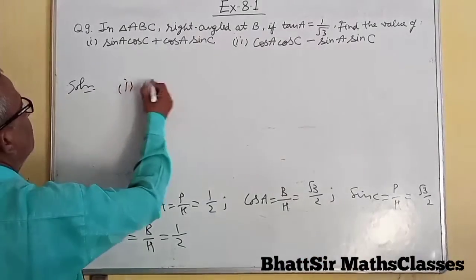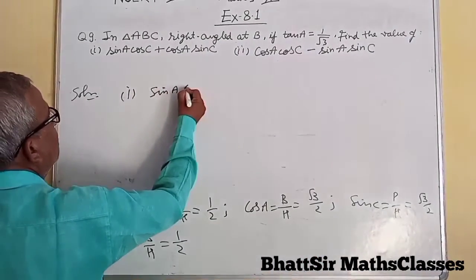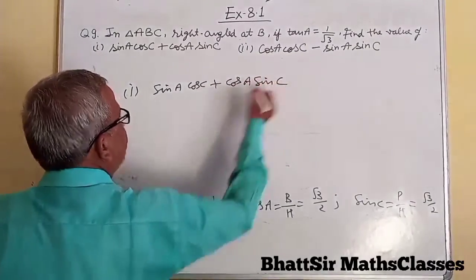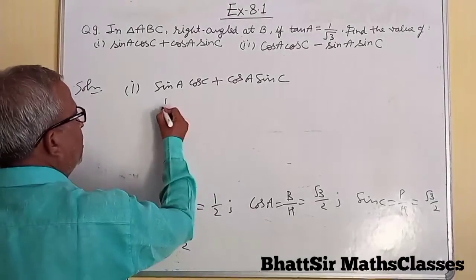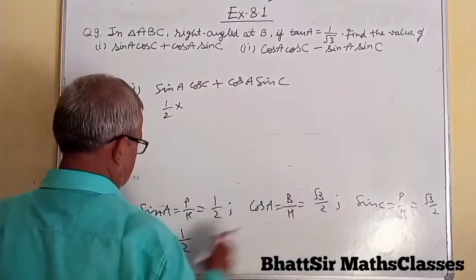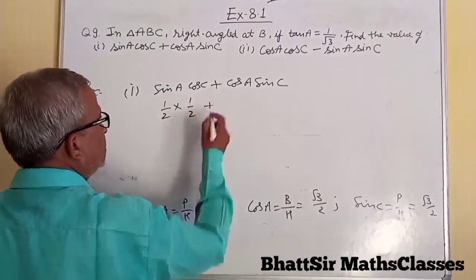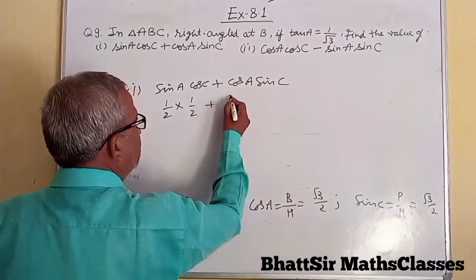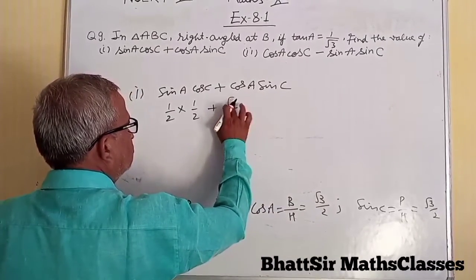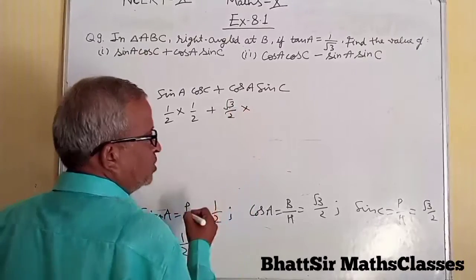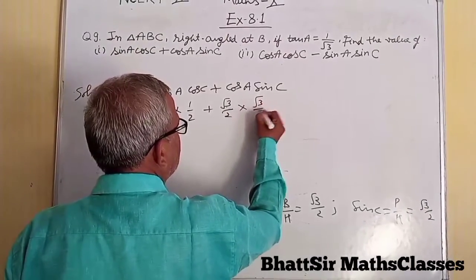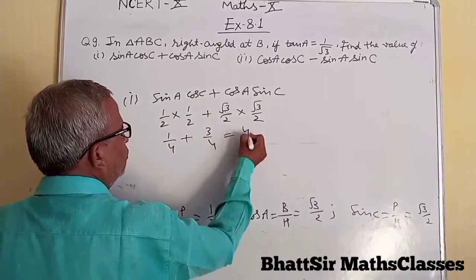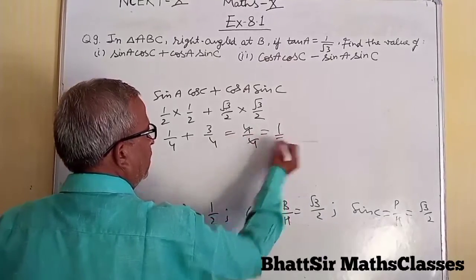First part, sin A cos C plus cos A sin C. The value of sin A equal to 1 upon 2 into cos C 1 upon 2 plus cos A under root 3 upon 2 into sin C under root 3 upon 2. 1 upon 4 plus 3 upon 4, 4 upon 4, cancel out, equal to 1.